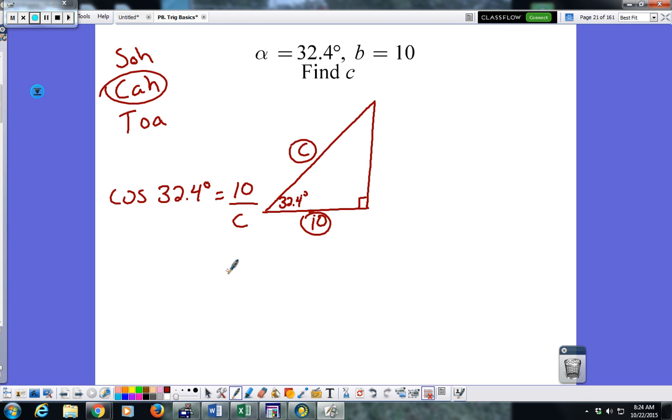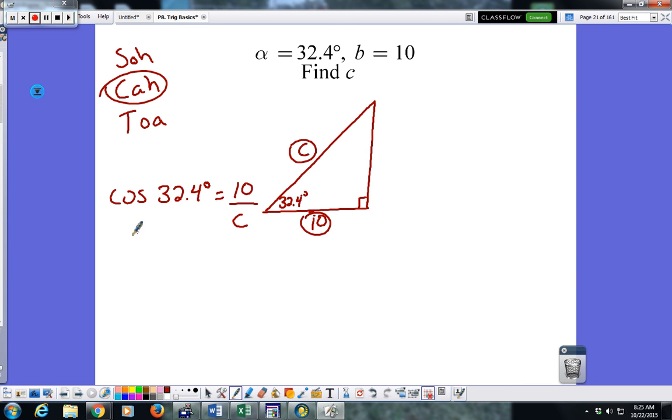When C's on bottom, move C to the other side. How are you going to move C to the other side? Through multiplication. Now that C's on the left side, I need to get it by itself. You cannot isolate C where it's at. You cannot move the 10 over to the other side and isolate it because it's not by itself. It has a fraction mark and it has a 1 on top. It's still not by itself. I need just plain C. And the best way of doing that is what I said.